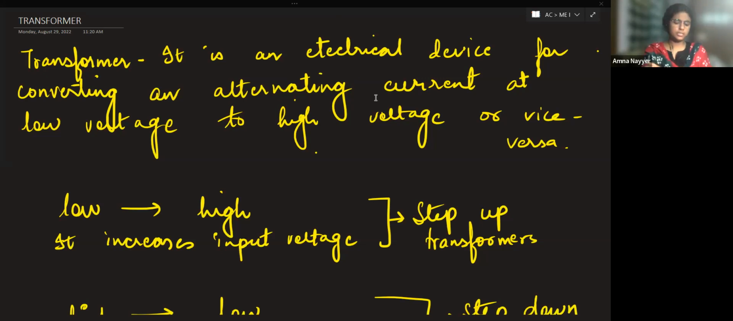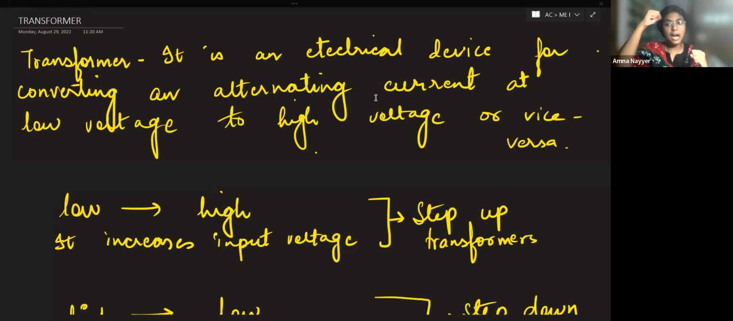See, transformers, just understand, a transformer is an electrical device. It does what? It either converts a low voltage into a high voltage or a high voltage into a low voltage. That is just the function of a transformer. Low voltage is there, high voltage is there. If it converts low to high, it means voltage has been pushed up, and it is known as a step up transformer.